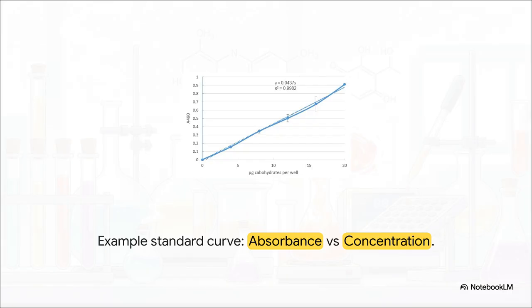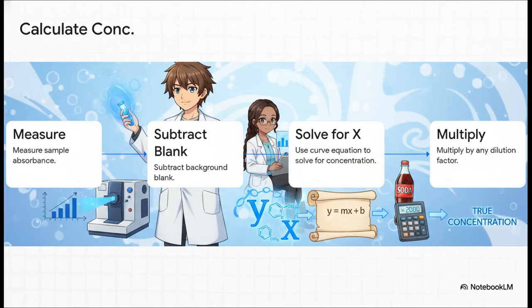Take a look at this perfect example. By plotting our known carbohydrate concentrations on the x-axis and our measured absorbance on the y-axis, we generate a linear equation, something like y equals 0.0437x. That simple equation, that's your mathematical decoder ring. So to crack the code and find the concentration of your unknown sample, it's just basic algebra. You take your sample's absorbance, subtract your blank background, and plug that resulting value in as y in your standard curve equation. Then solve for x.